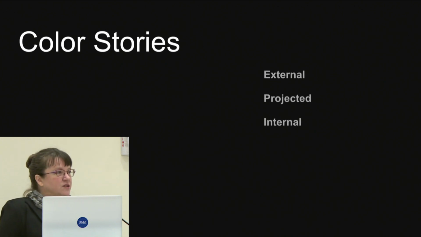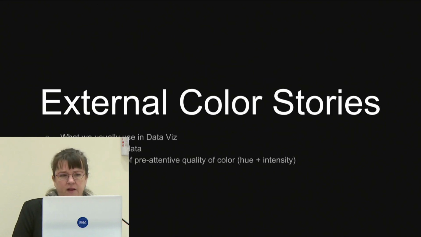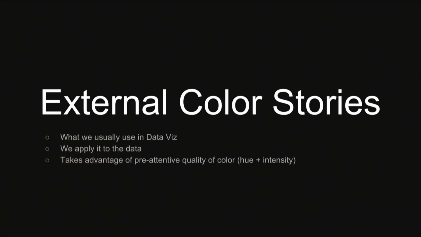So what I'm focusing on for this talk is color stories. I think of color stories as external, projected, and internal. This is a new way I'm thinking about color. External colors are what we usually do with data viz. We are applying a color palette to a set of data, and we're trying to help people use the pre-attentive qualities of color, hue and intensity, and you need to be colorblind aware as well, but we're using color to help people find patterns that are not color related.